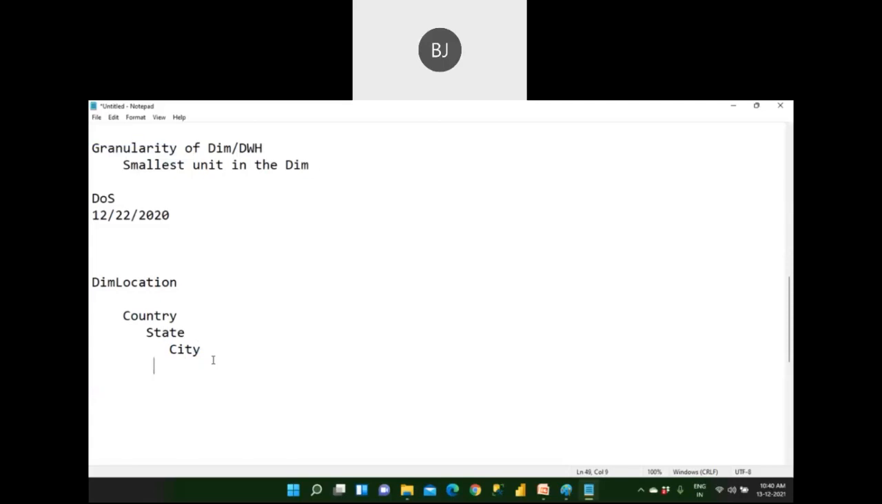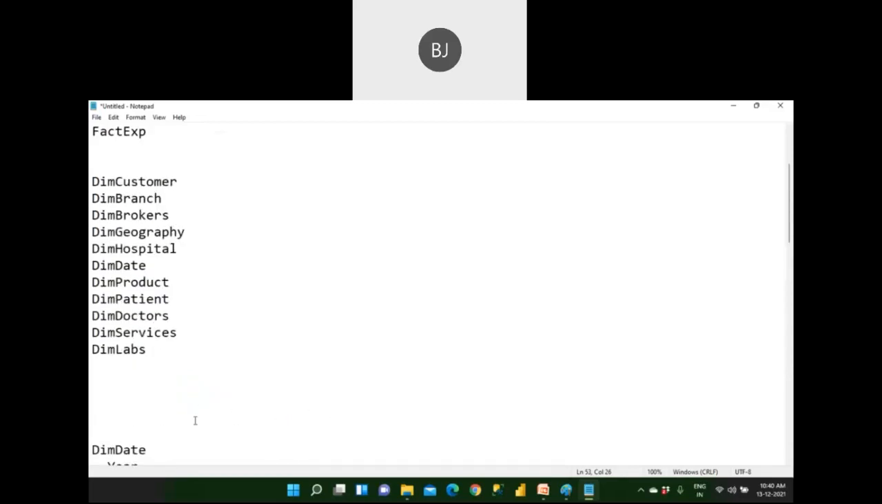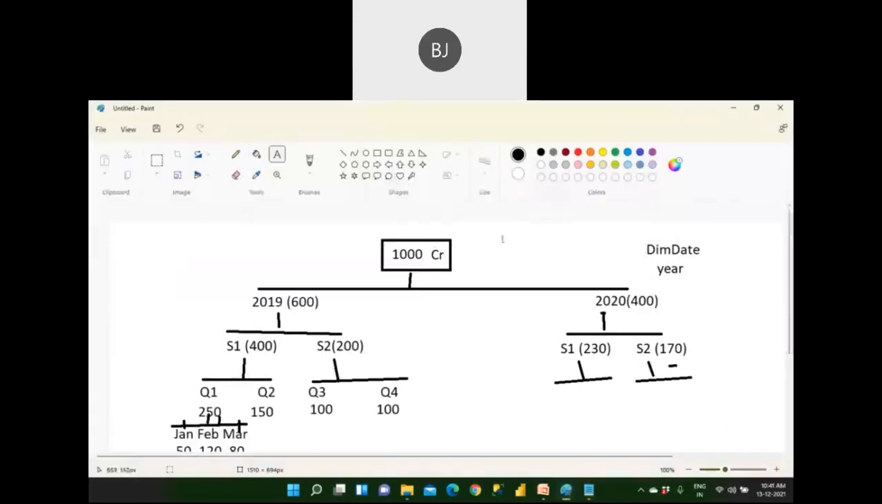If you take the dim product table, product will have a category, under the category a subcategory, under the subcategory you will have a product. Product name will be there. So in the product table, what is the smallest unit? The product itself is the smallest unit. This is the granularity of this dimension. Clear? So dimensions will have hierarchies also. Fact tables will not have hierarchies. People would ask you, where can we create a hierarchy? Hierarchy can be created only in the dimension tables, not in the fact tables.